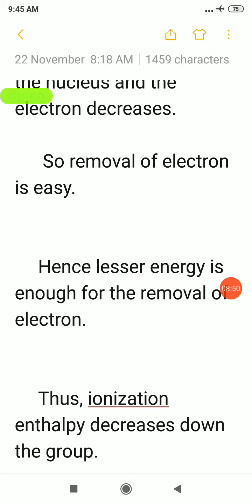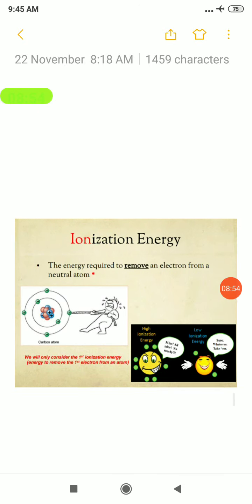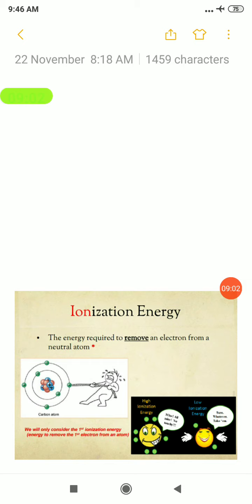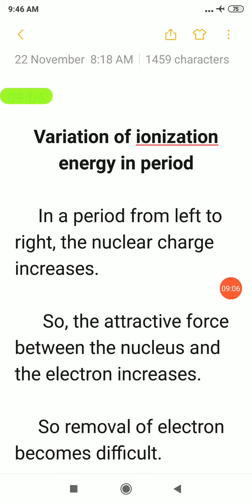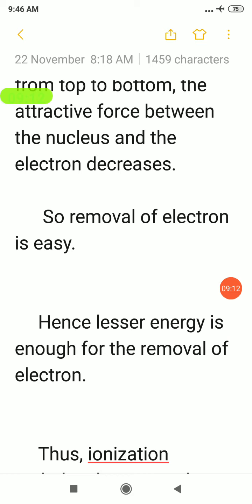Okay, mama? So what are the things we have seen in this video? The first one is the definition of ionization enthalpy. It can be defined as the energy required for the removal of the loosely bound electron from an atom, and it is measured in the unit kilojoule per mole. In a period it is increasing due to the increase in the nuclear charge, whereas in a group it is decreasing due to the lesser attractive force between the nucleus and the electron. Okay, go through and learn well. Thank you.